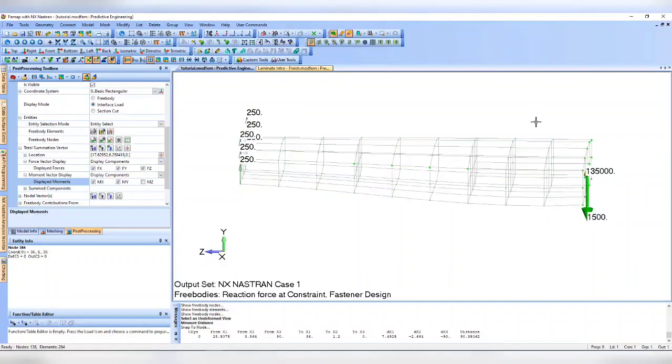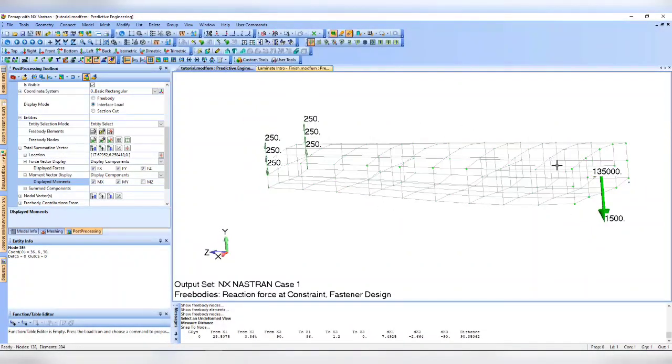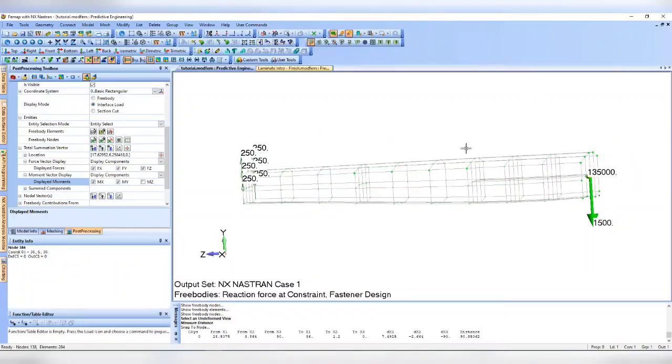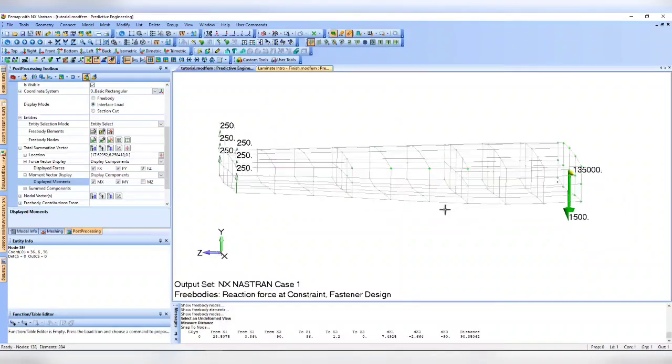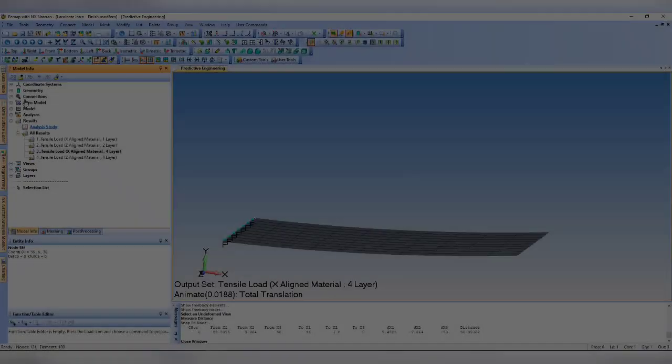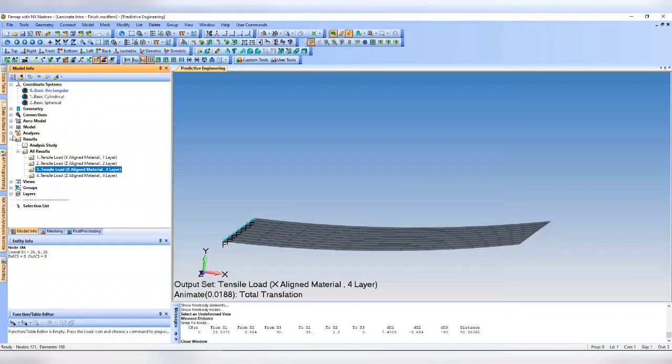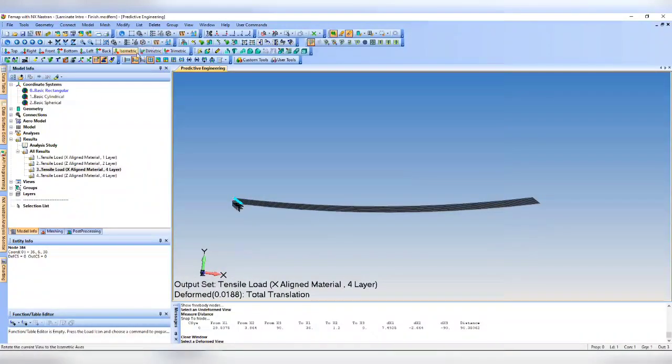Not only that, you can actually take section cuts along this entire wing, and you can plot out your shear moment diagram across this wing by taking multiple free body section cuts and just plotting out the shear and the moments. I didn't do that here, but you can do that. And let me turn this off.